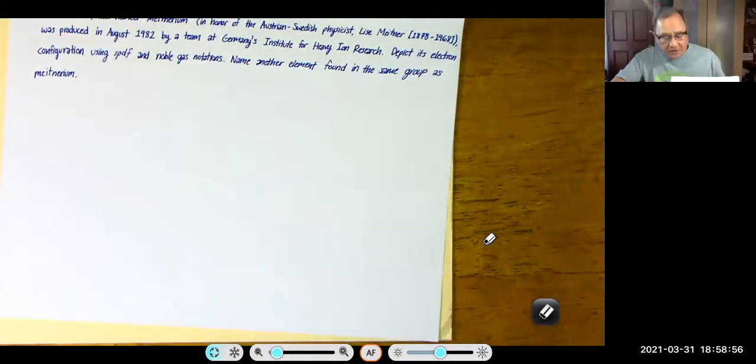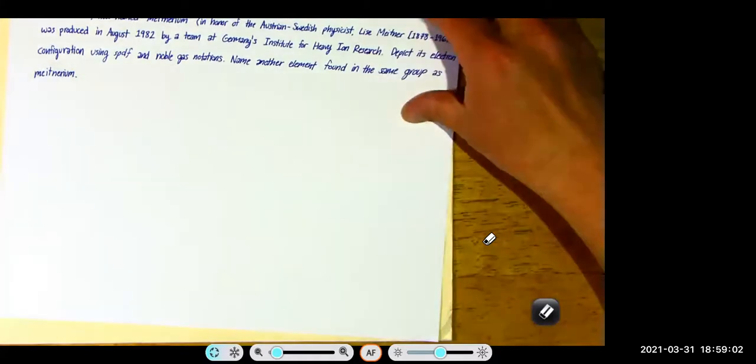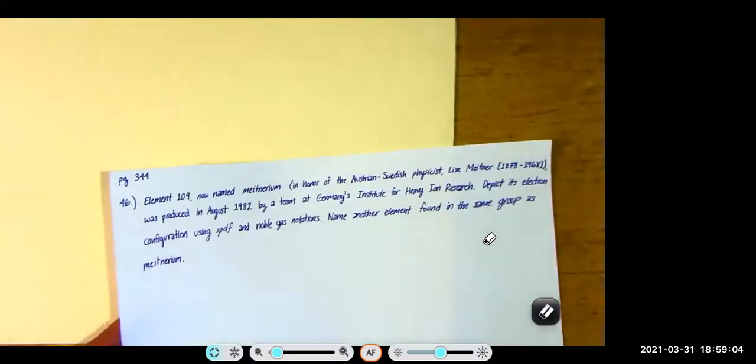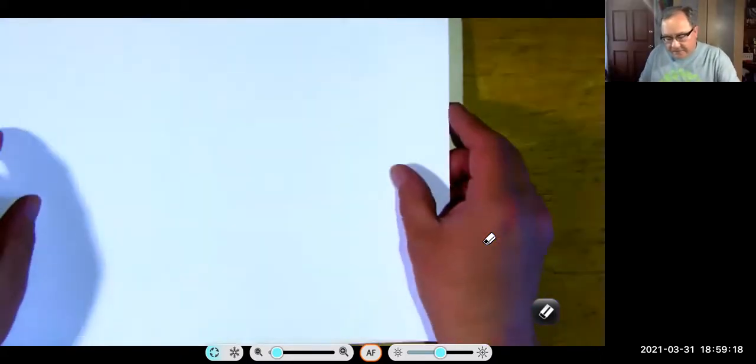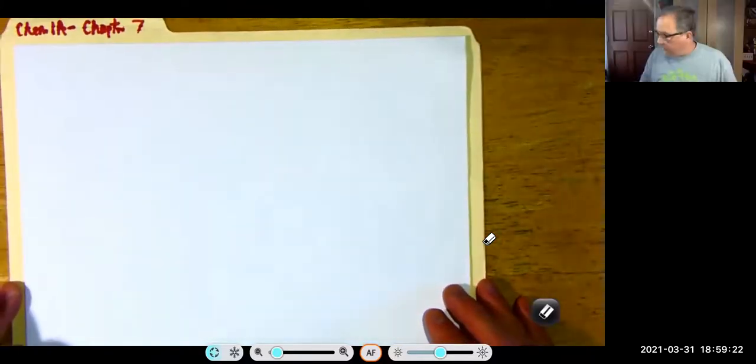Was there something else you wanted to cover? I guess maybe the orbital boxes with the arrows up and down for the spin. Okay. What do you mean, like the diamagnetic and paramagnetic stuff? Okay.